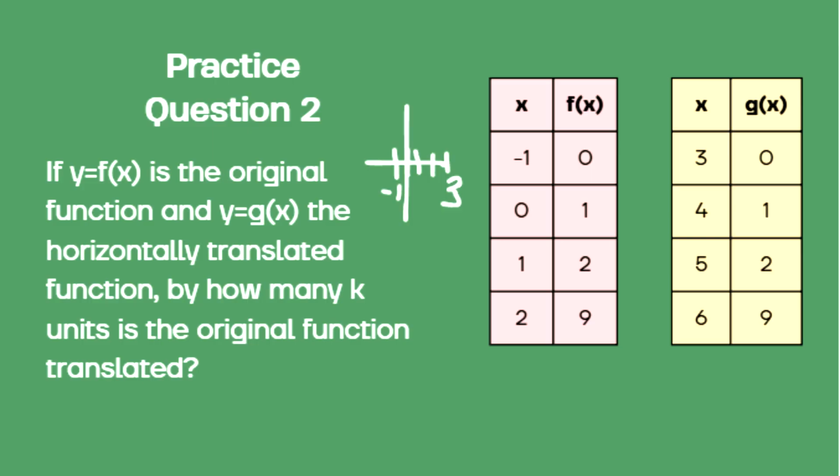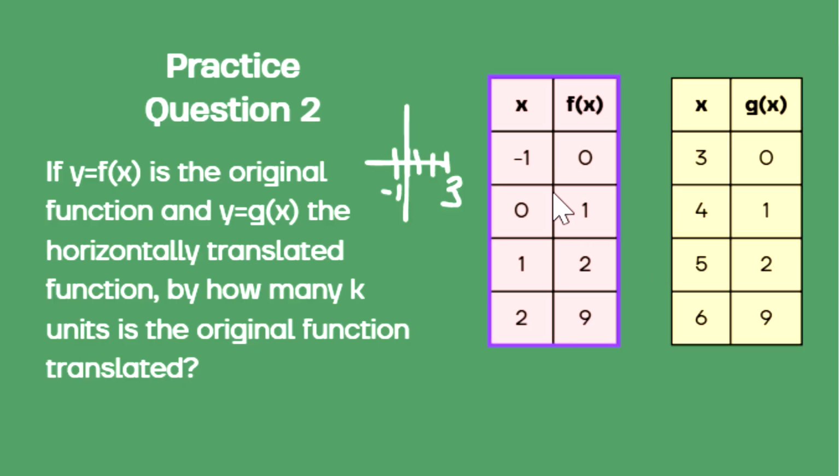Here is practice question 2 that will be at the end of the lesson. I have no idea why I have things. Oh, because it came early. I remember why. If y equals f of x is the original function, and y equals g of x is the horizontally translated function, by how many k units is the original function translated?